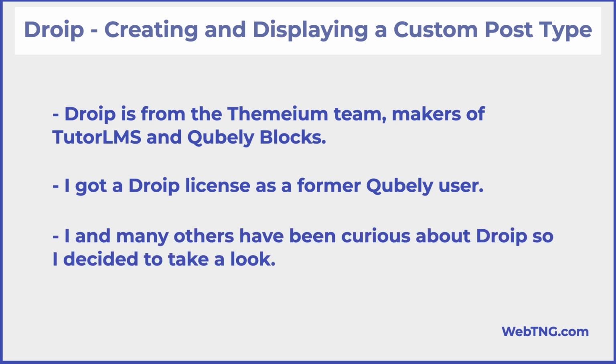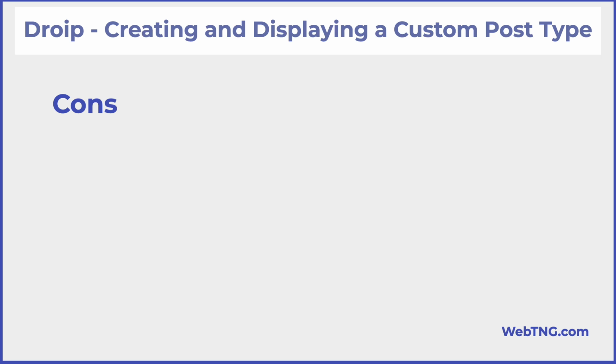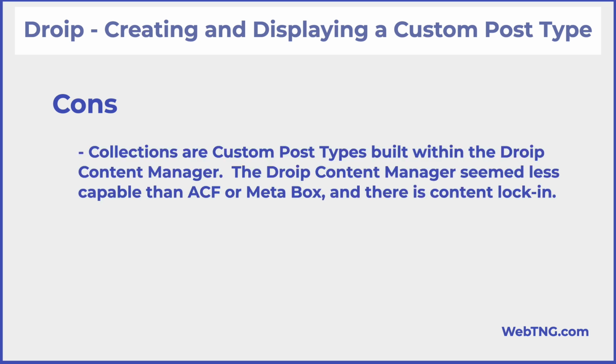I've been meaning to take a look at Droip since version 2 came out. I like to follow what's new and recognize creativity and innovation. So let's talk about the pros and cons, starting with the cons. It's cool that Droip has its own UI for creating custom post types and custom fields, but the main question I was left with was their portability.